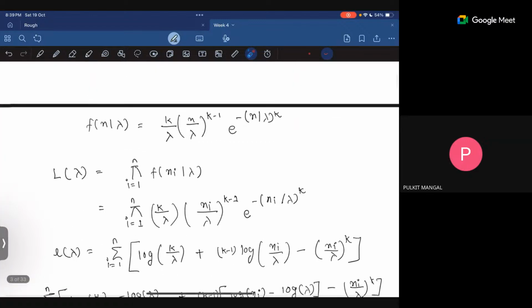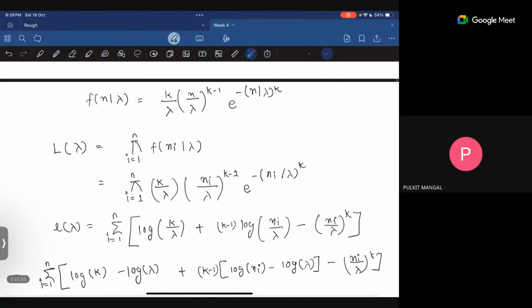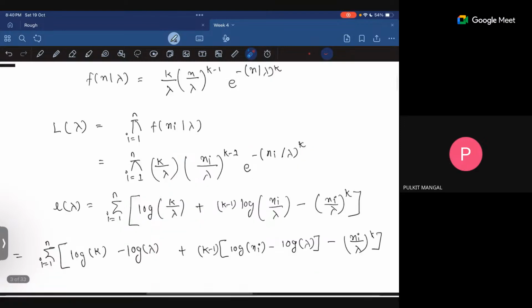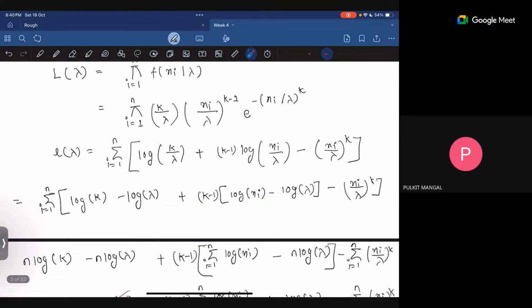The first step in MLE is to find the likelihood function. The likelihood function is nothing but the product across all xi of the density function, and this denotes the product. Now I have just written the density function that was given to us. The next step in MLE is to take the logarithm, so in the log likelihood, this product turns into a summation.